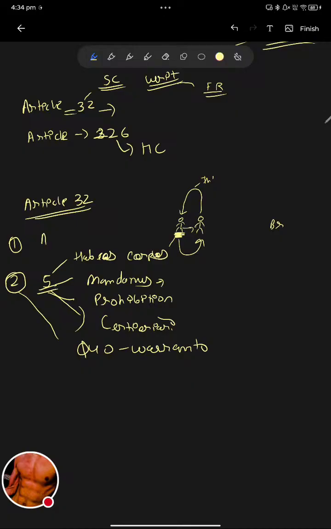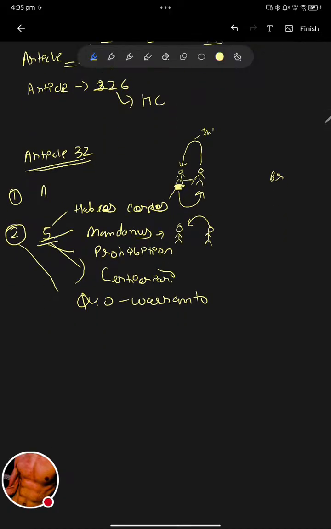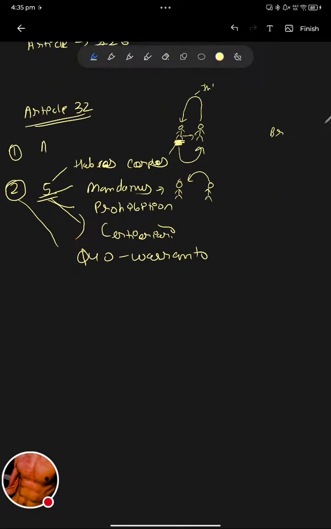Then mandamus tells you that this is for a public officer, supposedly a bank like State Bank of India, which is the government bank in India. So if somebody is trying to issue mandamus, he has to see that the person is a government officer. If you're trying to take money out of your bank account and the government officer is not performing his duty, you can issue mandamus on him. Mandamus means we command you to do that.